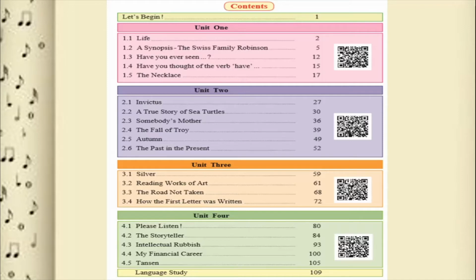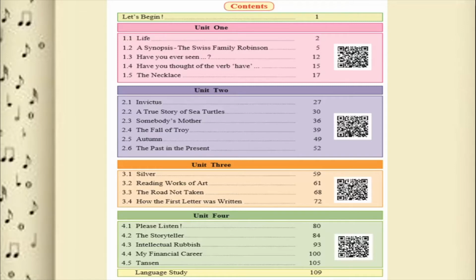So we have the contents page now with us. In the beginning, you will see that we have a Let's Begin part where you will be given an introduction to this textbook, about how many people have put in their efforts in order to make this textbook available to you, who are the printers, who are the people who have edited this textbook, etc. And then children, if you notice, we have 4 units. Unit 1 in which you have 5 lessons, Unit 2 in which you have 6 lessons, Unit 3 you have 4 lessons, and Unit 4 again you have 5 lessons.